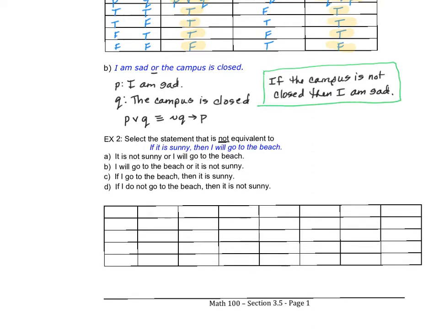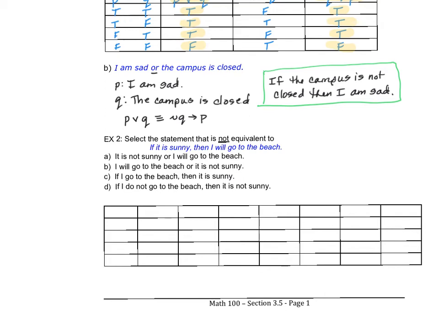So notice if you look at I am sad or the campus is closed, and then look at if the campus is not closed, then I am sad. It's hard to tell when it's in words that these actually are equivalent statements, but once we're in symbolic form, we can prove that they're equivalent. We're going to move on to the next example of how we can use the truth table.